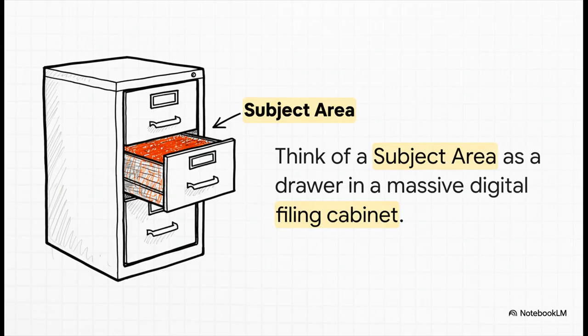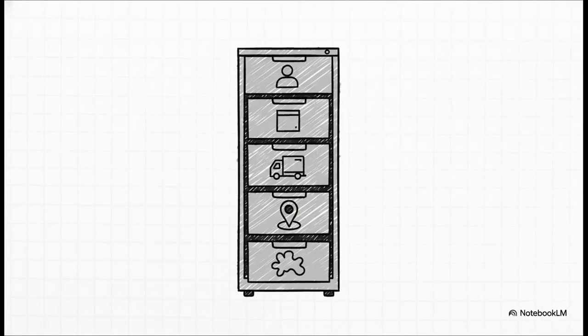Yeah, I know, it sounds a little technical, but trust me, the idea behind it is incredibly simple. Here's the best way to think about this whole process. Just picture a subject area as one single drawer in a massive digital filing cabinet. That's all it is. It's just a dedicated spot for one specific type of information. So what goes in these drawers? Well, exactly what you'd think. You set up one drawer just for all your customer data. You have another one dedicated to all your product information, one for suppliers, another for locations.